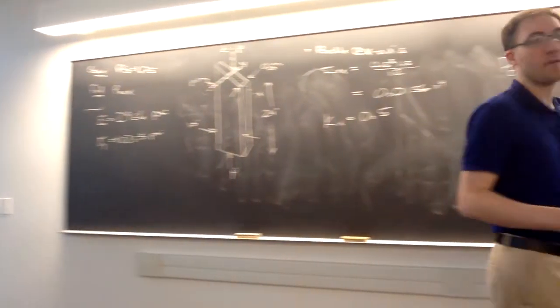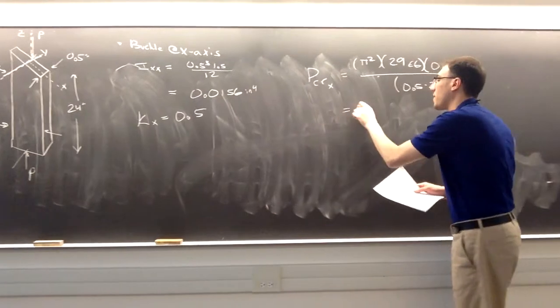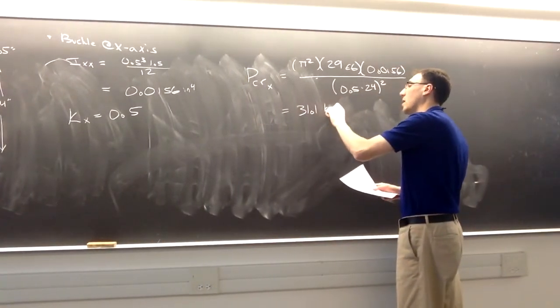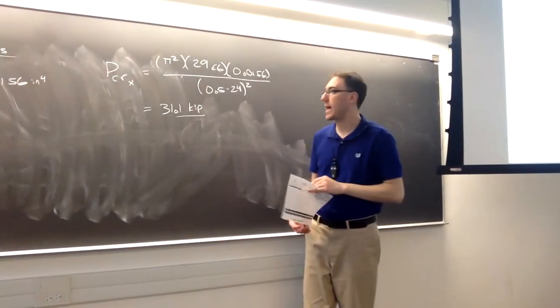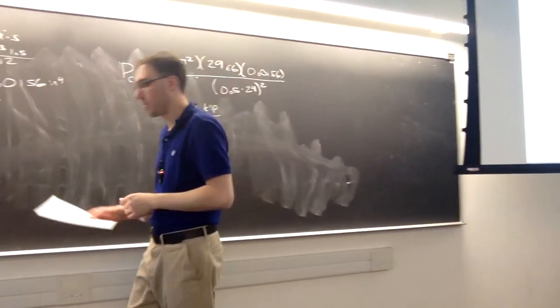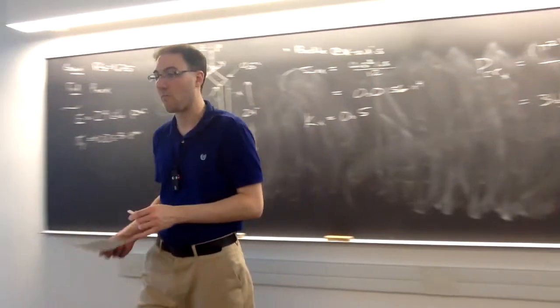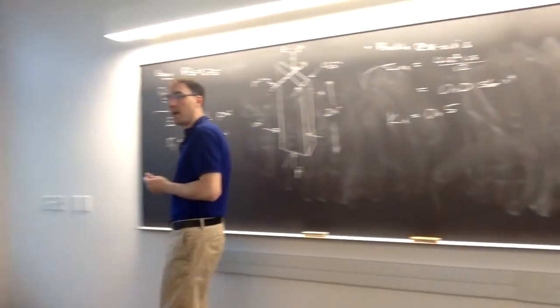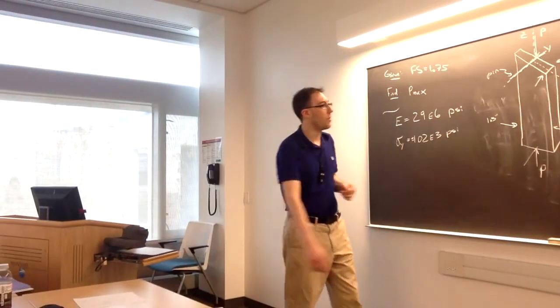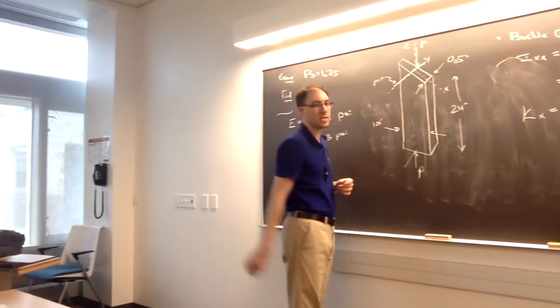We calculate all of this out. The critical load for it to buckle around the x-axis would be 31.1 kip. But again, potentially it could buckle around also the y-axis, especially because it's pinned there.